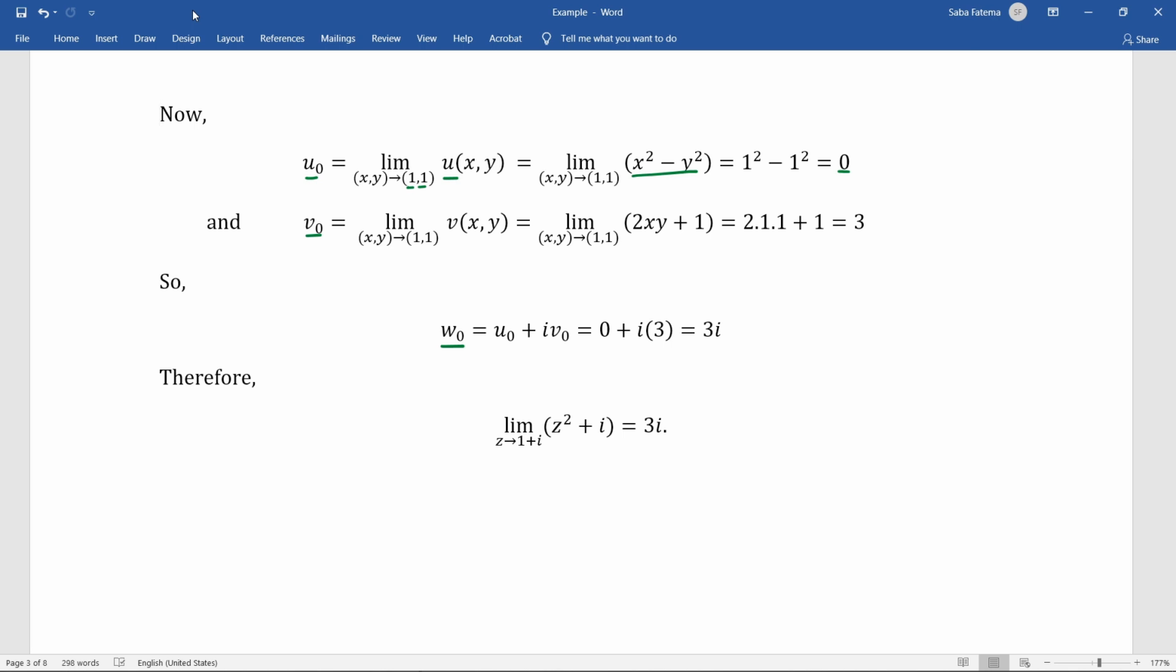And same procedure will be applied for v naught. So we apply the limit on v, and we found v is 2xy plus 1. Applying this limit, we get 3, which is v naught. Since w naught equals u naught plus iv naught, so replacing the values, we get w naught equals 3i, and this is our answer.